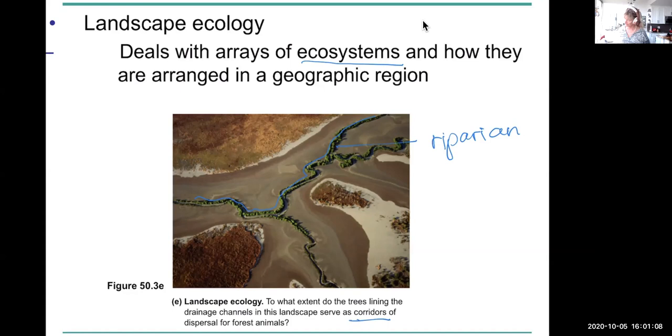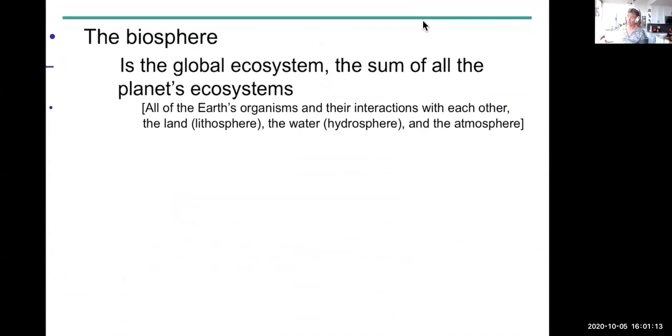And then the biosphere is the largest of the hierarchy. It's global. It's the sum of all the planet's ecosystems: the lithosphere, the hydrosphere, and the atmosphere.